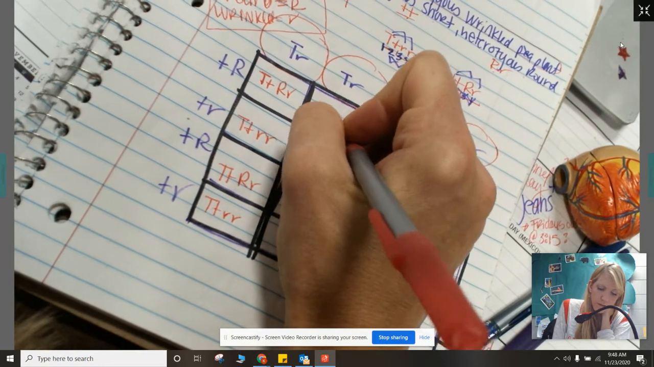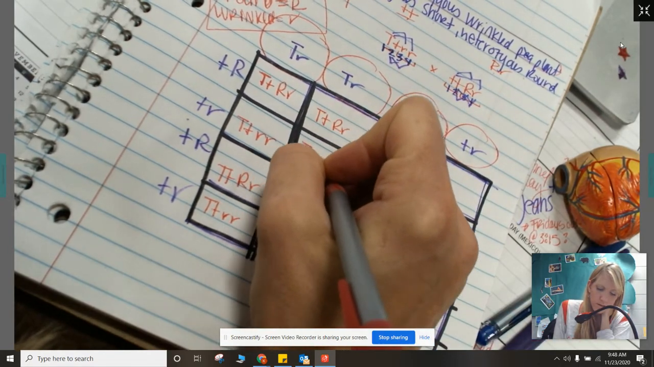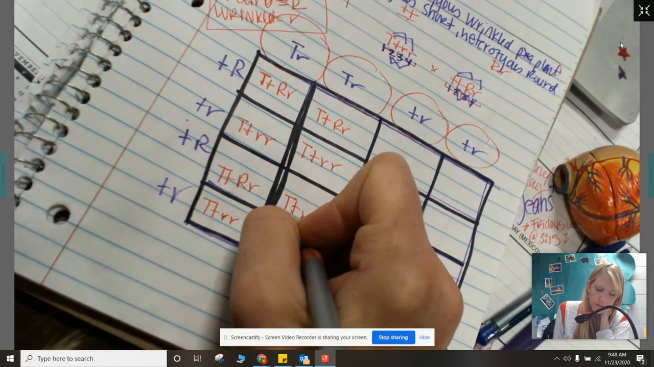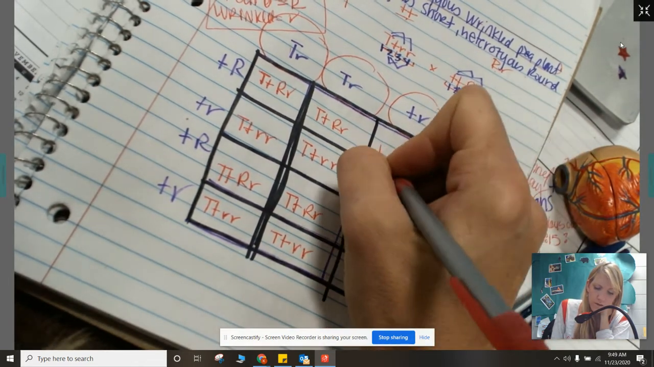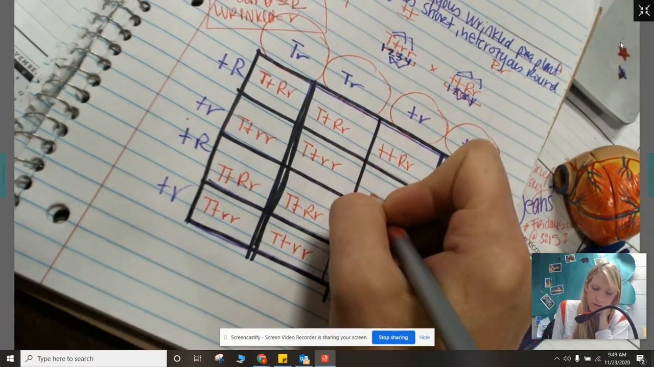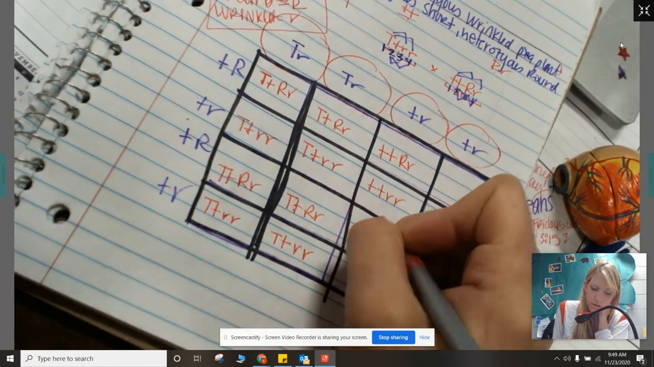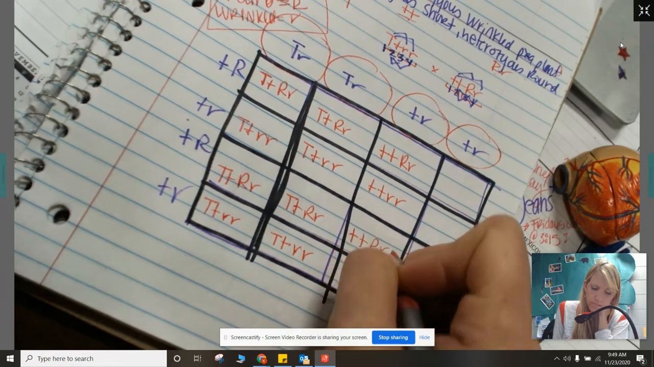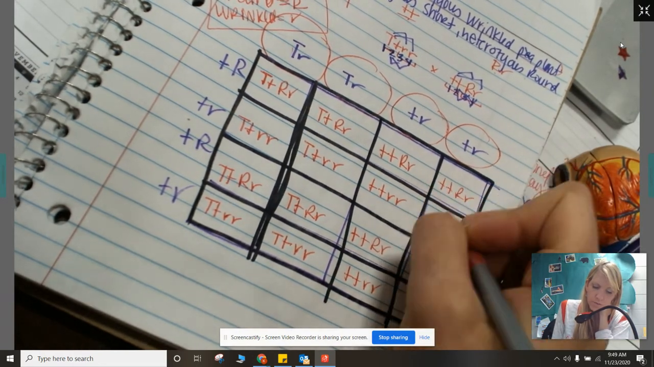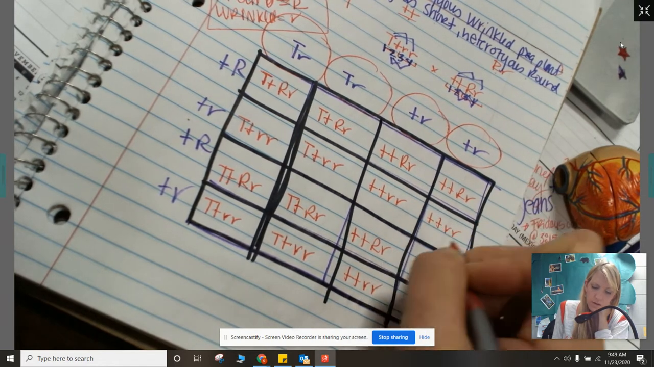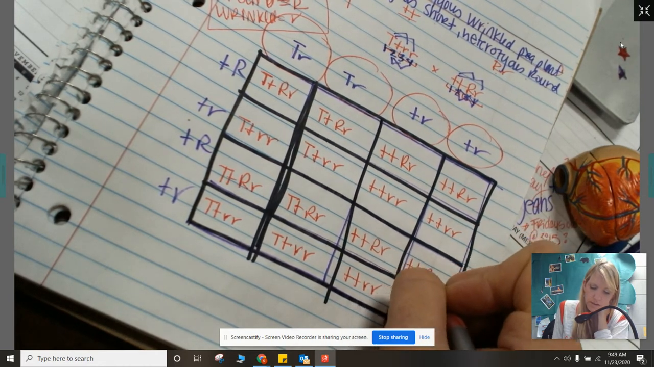Big T, little T, big R, little R. Big T, little T, little R, little R. Big T, little T, big R, little R. Big T, little T, little R, little R. Little T, little T, big R, little R. Little T, little T, little R, little R. Little T, little T. Is this annoying? Double check my work, because sometimes when I do this on the whiteboard, I'm going so fast so that I don't bore you to tears and then I mess up.